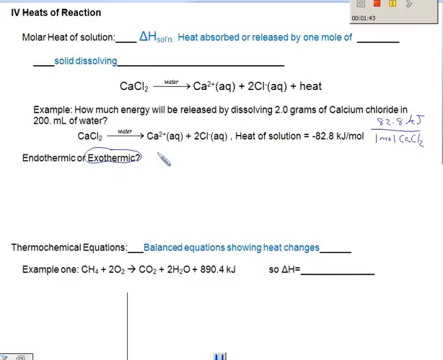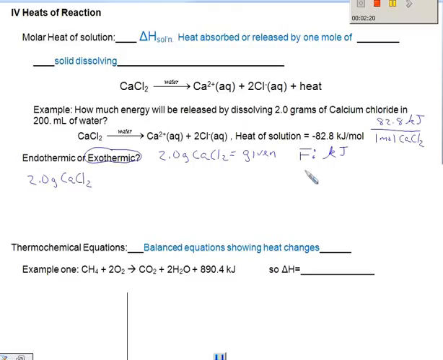Let's go ahead and solve this problem. We're given 2.0 grams of calcium chloride. So that's our given. And we're looking for energy. So let's see what kind of units we should use for energy. We look over here, and our heat of solution is given to us in kilojoules. So let's find kilojoules. So here we go. We have 2.0 grams of calcium chloride.